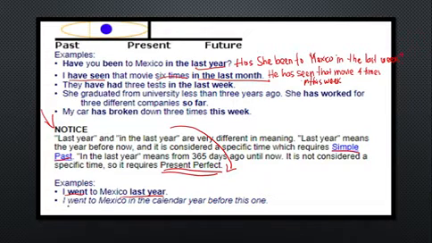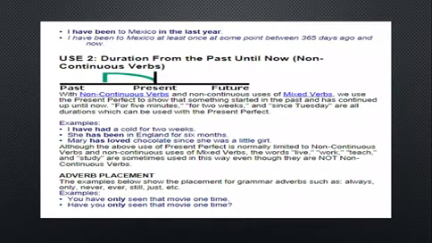And the other example says, I went to Mexico in the calendar year before this one. Yo fui a México en el año de calendario antes que este. Bueno, en el año calendárico antes que este. O, por ejemplo, I have been to Mexico in the last year. Yo he estado en México en el año pasado.